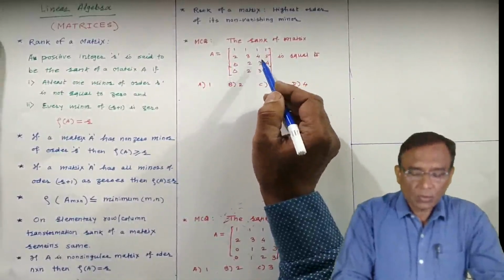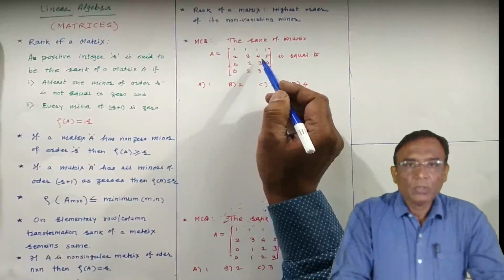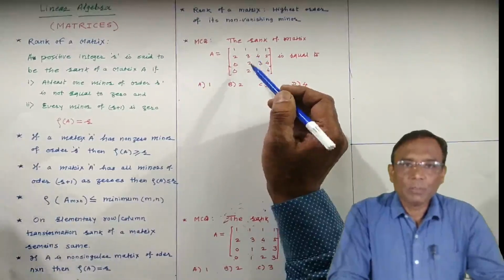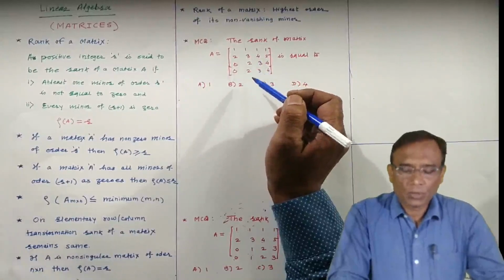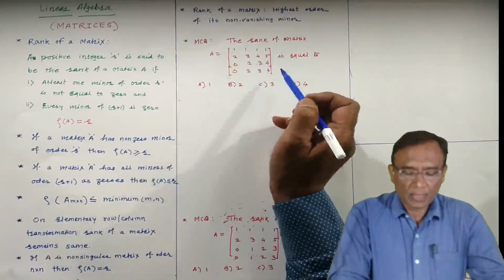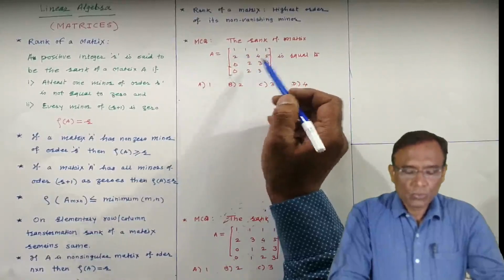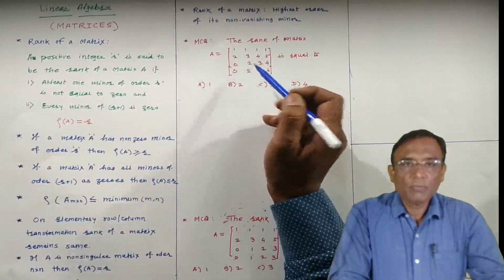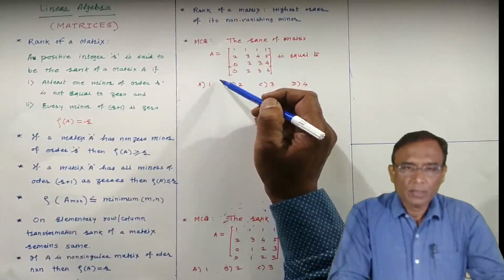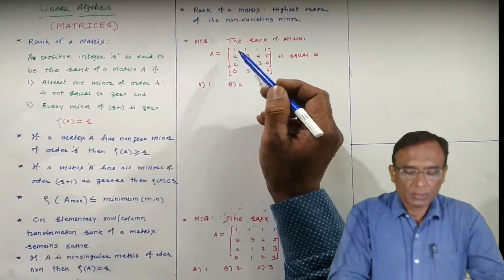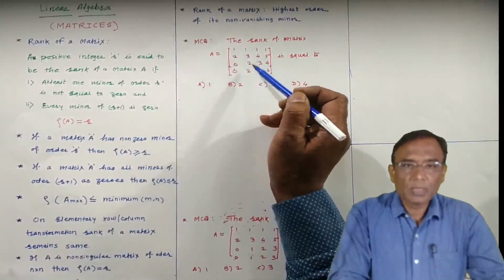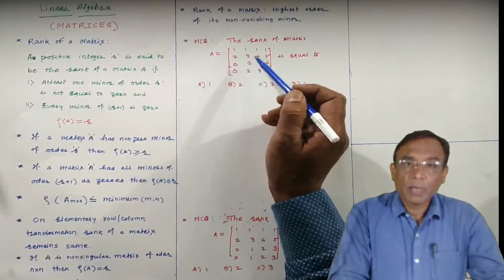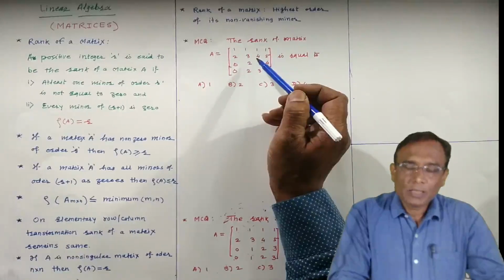Now, how to find out the rank of the matrix? Here, there are two methods. You can find all possible minors of various orders. This is a 4 by 4 matrix. This has 4 rows and 4 columns. All possible minors will be: this 4 by 4 is the first minor. Minor is nothing but the determinant. Then all possible 3 by 3 minors, all possible 2 by 2 minors, all possible 1 by 1 minors. The values of all the minors you have to find.